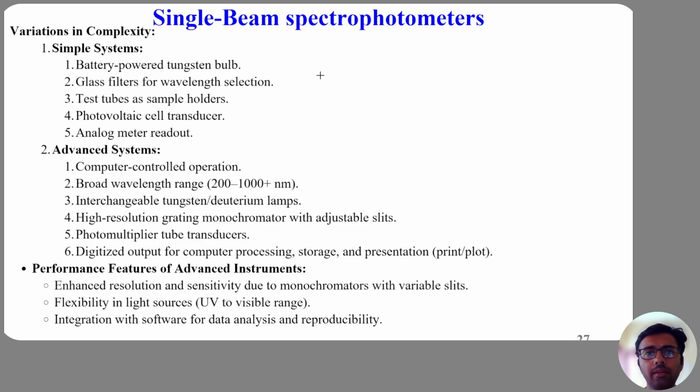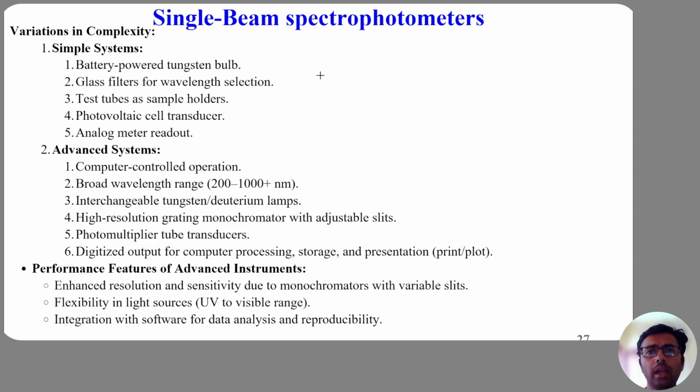At the opposite extreme, we have advanced research systems. These instruments feature full computer control, wavelength coverage from 200 to 1000 nanometers, automatic lamp switching, high resolution grating monochromators, adjustable slit widths, photomultiplier tube detectors, and digital signal processing. Their advantages include high sensitivity, improved spectral resolution, wide spectral flexibility, and seamless software integration.